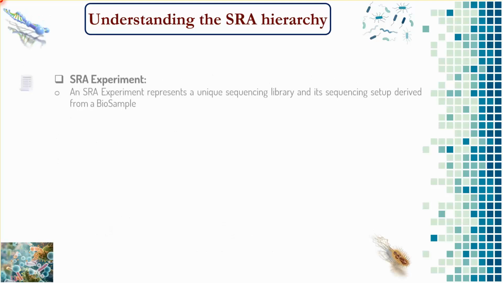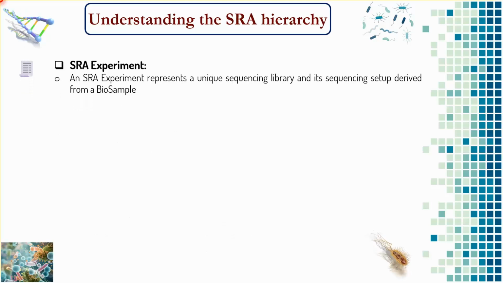Now let's move to SRA experiment. An SRA experiment represents a unique sequencing library and its sequencing setup derived from a biosample. This is one of the most important components in the SRA hierarchy because it defines how the sequencing was actually performed. Simply, the SRA experiment describes the experimental design used to generate sequencing data.